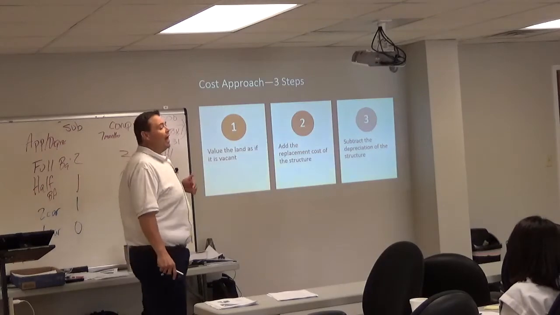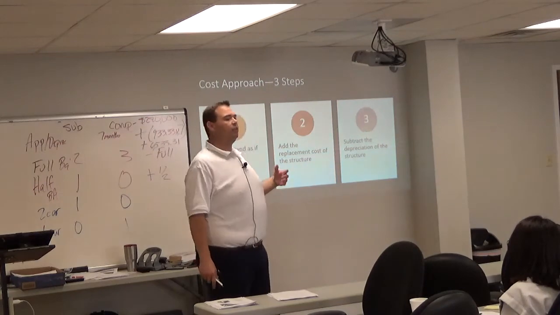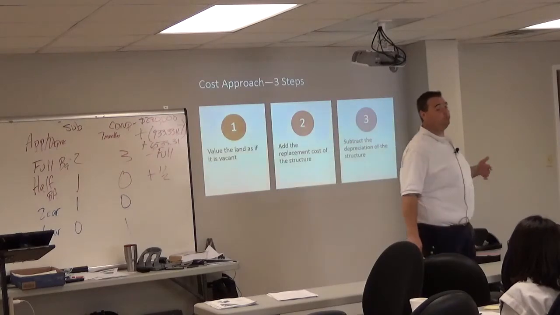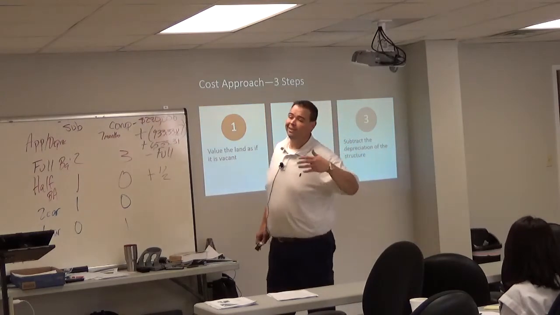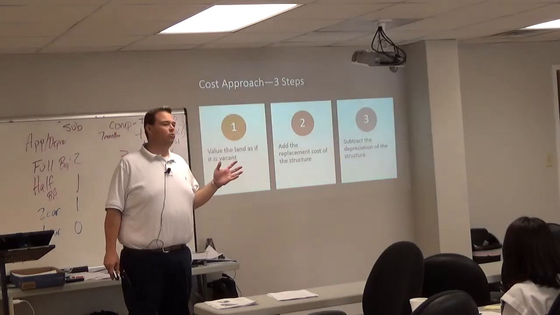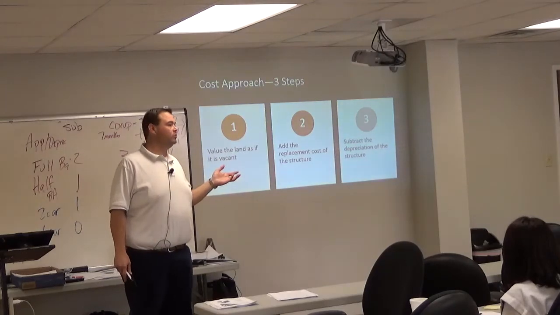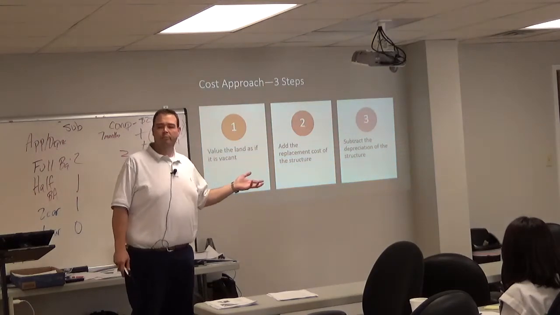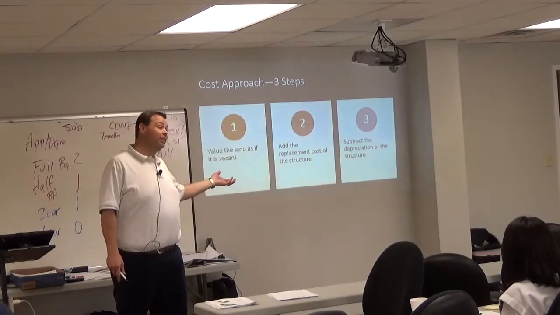Step 2, we want to add the replacement cost of the structure. And we're going to talk about in just a second the difference between replacement cost and reproduction cost. On the test, the math examples are always going to be replacement cost. Replacement cost just means what would it cost to build the same type of structure back in its place. How do you think they're going to give you that for a math question? The size of the building and a cost per what? Cost per square foot. They're going to give you the size of the property, give you a cost per square foot, and then want you to calculate a replacement cost. So far, the math's pretty easy, right?